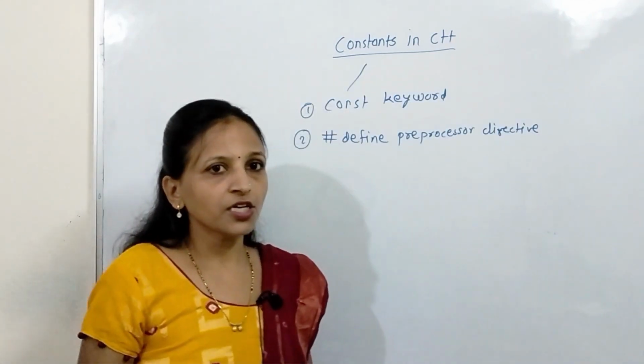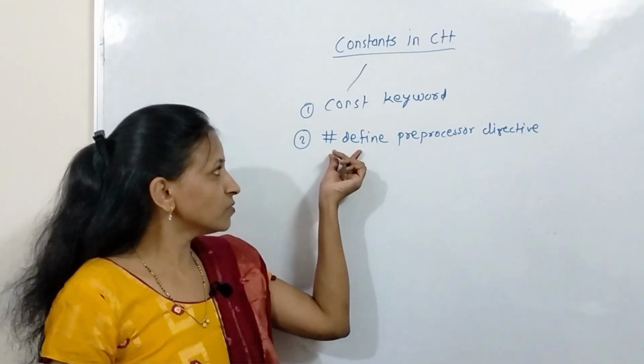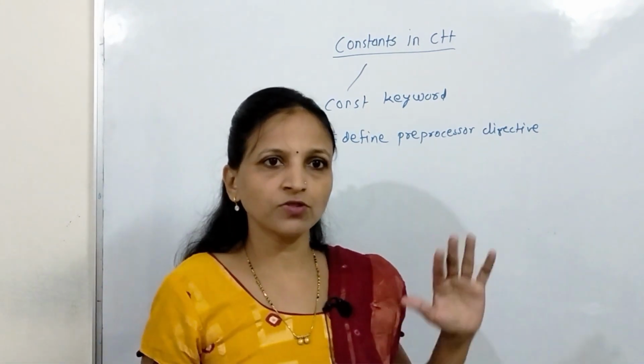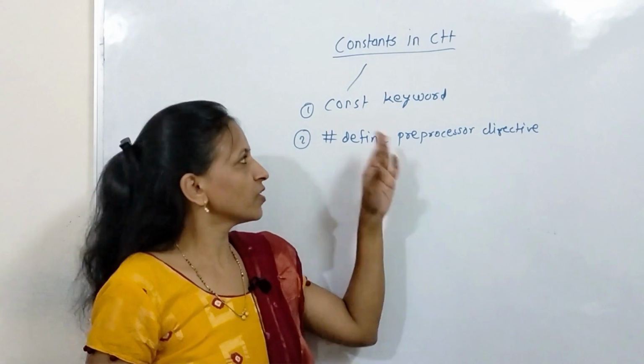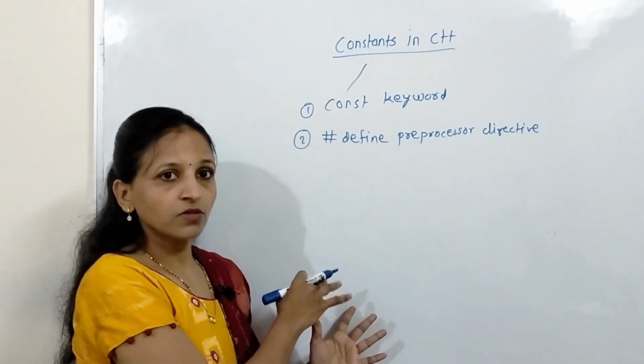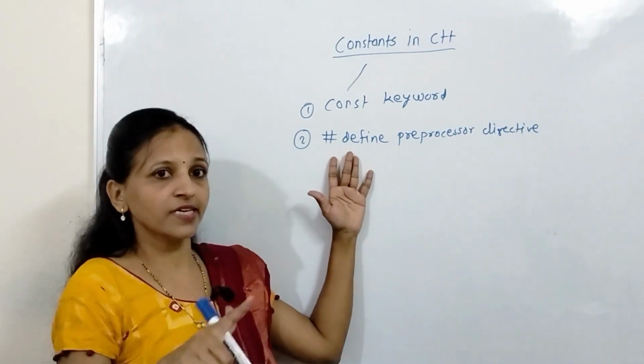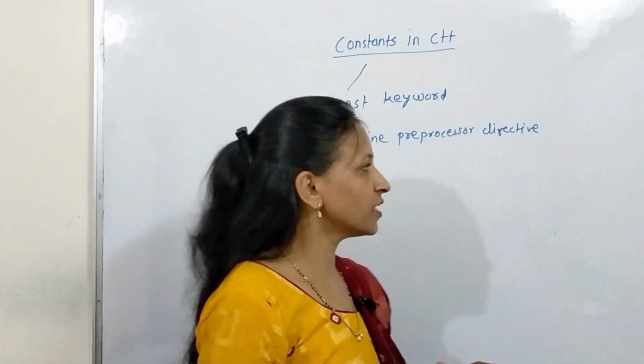See, we can include header files using the #include preprocessor directive, and to define any constant we can use this #define. You can use the const keyword, whatever I have explained just now. In that way also you can define a constant. And one more way is there, that is using the #define preprocessor directive.